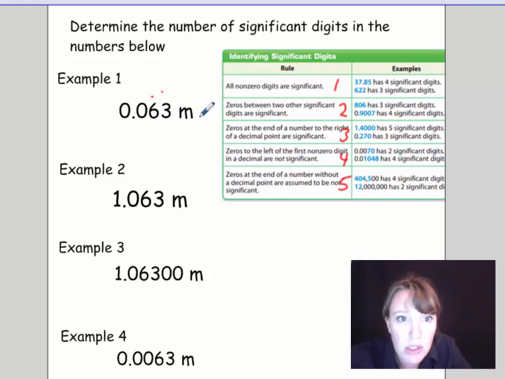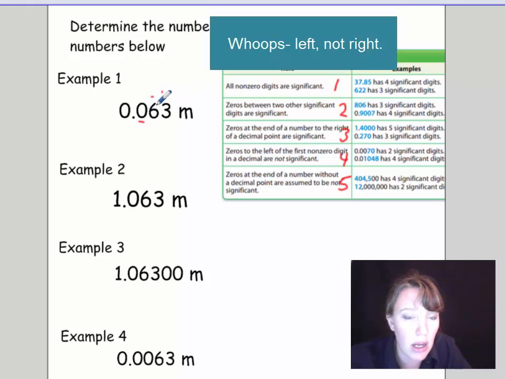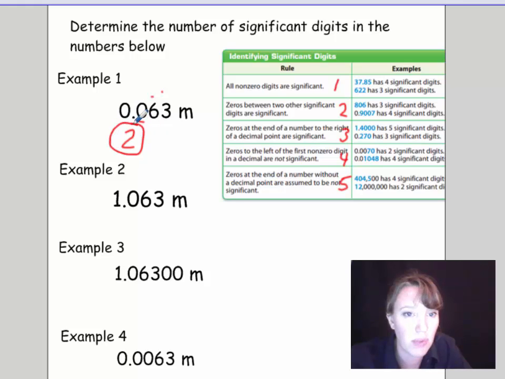If a number, so this 0 right here by rule 4 is not significant because it's on the right of a non-zero number in a decimal. So right here we just have 2 significant digits, okay? And that's a combination of rule 1 and rule 4. Okay, so here we have 3 non-zero digits, and we have a 0 in between 2 non-zero digits, so we actually have 4. So that's a combination of rule 1 and rule 2.